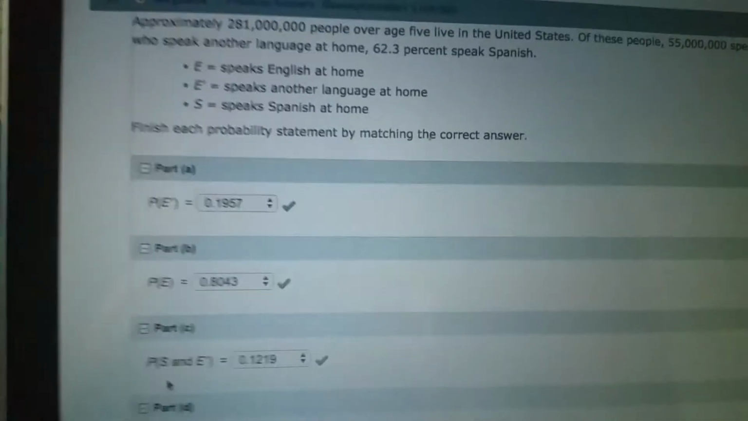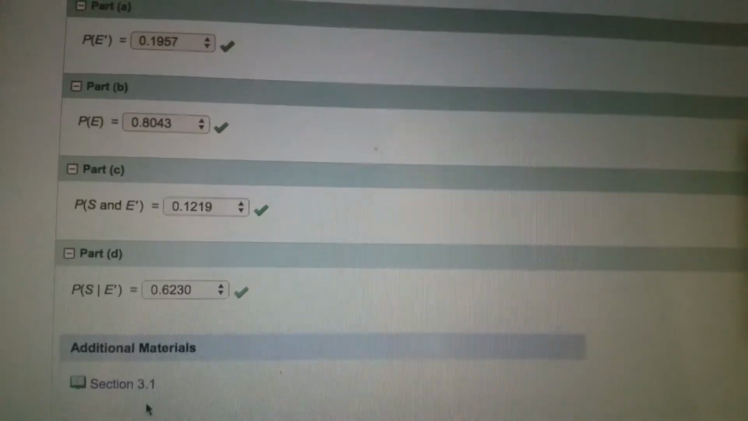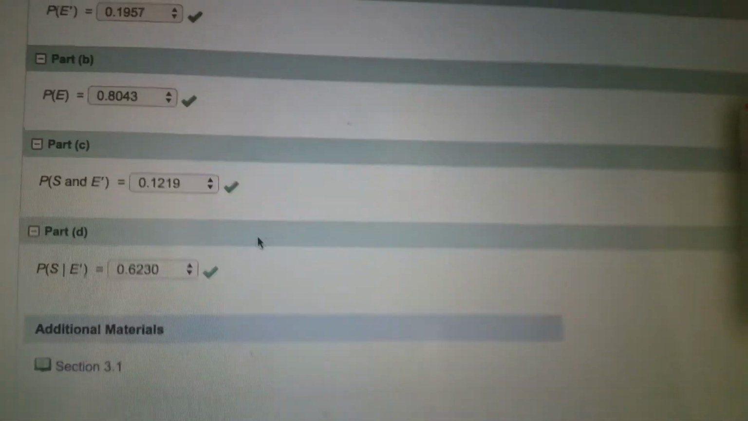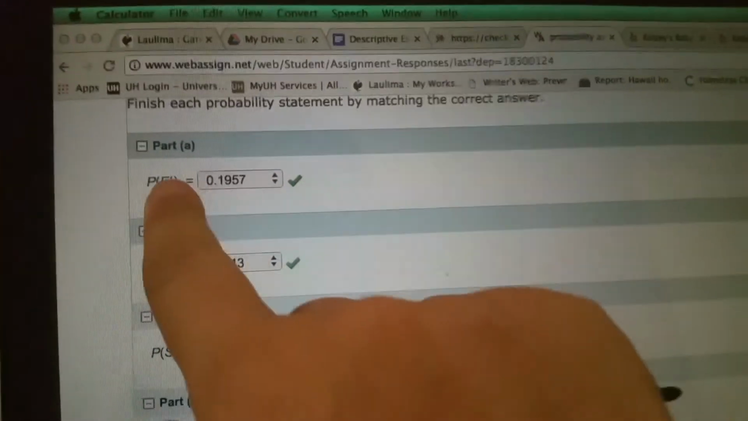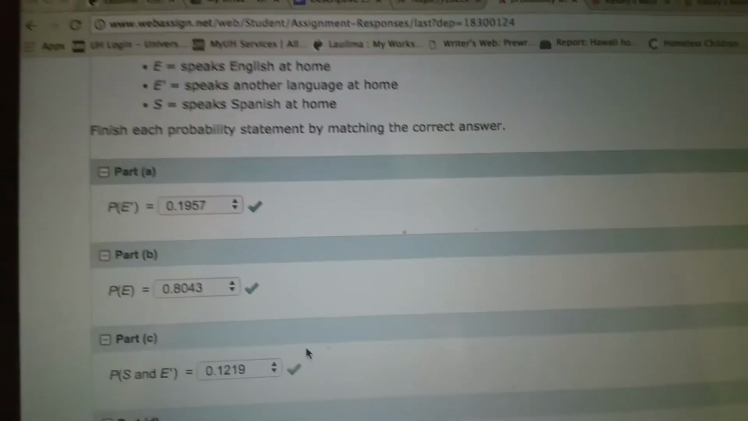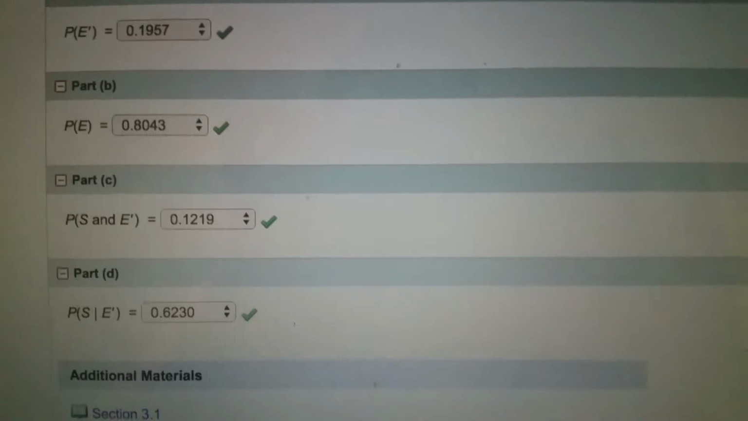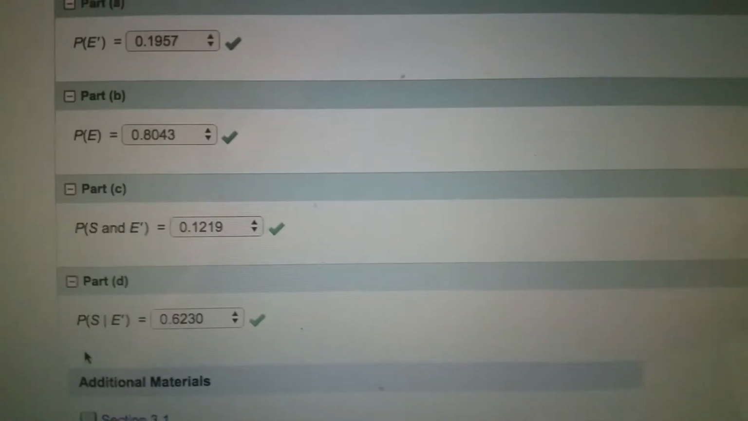So we got 0.1219. I didn't use a calculator just because I already had it calculated, but basically if you multiply those two numbers together, the 0.623 times the 0.1957 that we got from the E, which is those who speak another language at home, that's the probability of those people. That's how we're going to come up with the 0.1219.